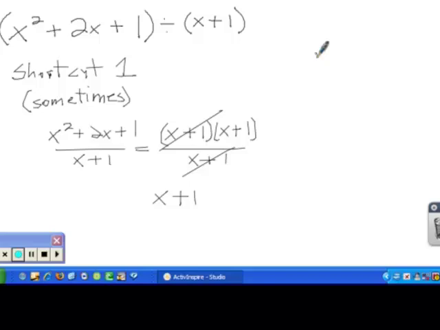The second shortcut is a process called synthetic division. So here's shortcut 2. This one will work a little bit more often for you. It still doesn't work all the time. Now, if this is going to work for you, you have to be dividing by something that looks like x minus a, where a is a number.